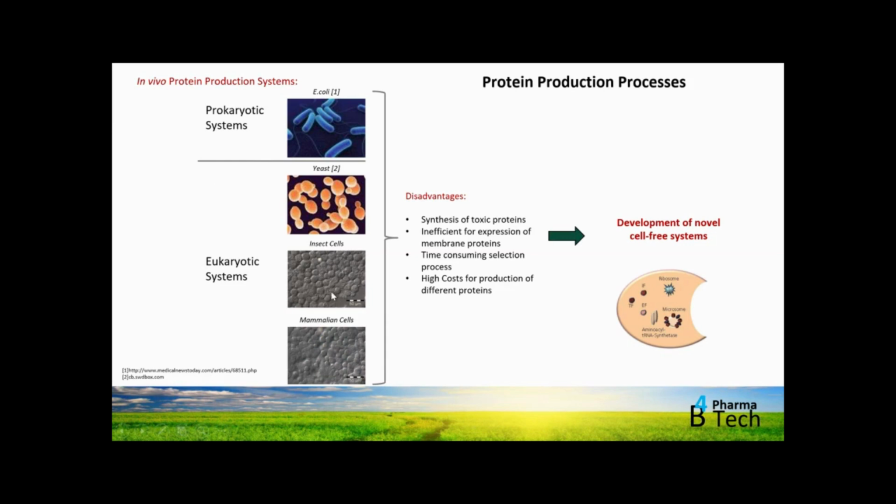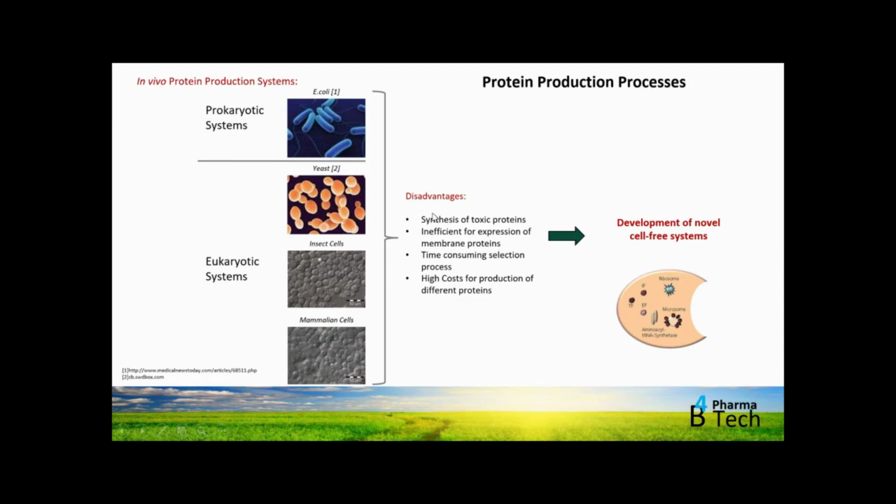Insect cells, in particular those from Spodoptera frugiperda, the SF9 and SF21 cells, are the systems of choice for high-yield protein production, in particular also membrane proteins. And mammalian cells, like CHO cells, are the classical cell line for the production of proteins in pharmaceutical and pharmacological processes. Now, all of these systems suffer from several disadvantages.